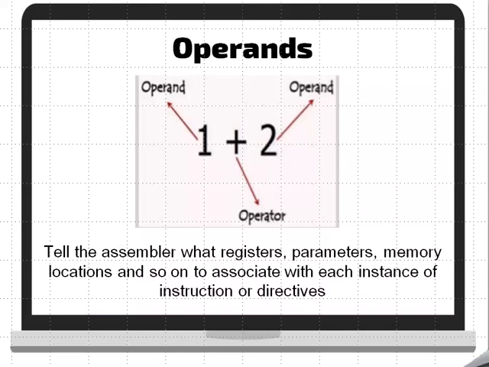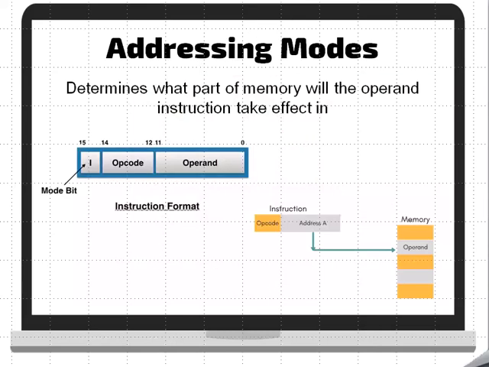So for the next part, we are going to discuss operands. So these tell the assembler what registers, parameters, memory locations, and so on to associate with each instance of instruction or directives. For example, here in this picture, we can see we have two operands and the operator. So it tells that the operands are 1 and 2. For addressing modes, when using operands, we need to specify the memory location before using operands, and addressing modes help specify exactly which part of the memory the instruction will take effect.